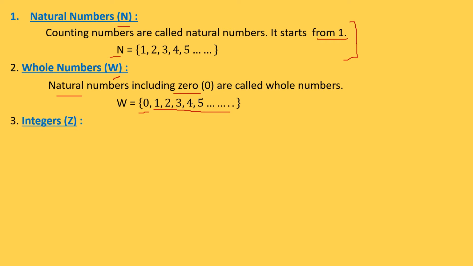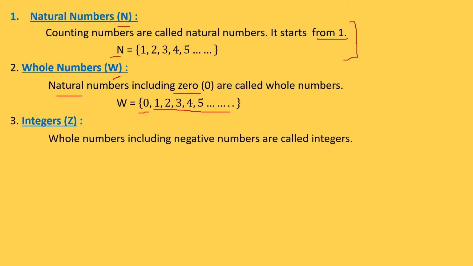Now next, integers. Integers are denoted by Z. Now what are integers? Whole numbers including negative numbers are called integers. Whole numbers means what? 0 and positive numbers. That means in the collection of positive numbers and 0, if we add negative numbers also, we will get integers. So here capital Z is equal to a collection of positive numbers, negative numbers and 0. So these are called integers.